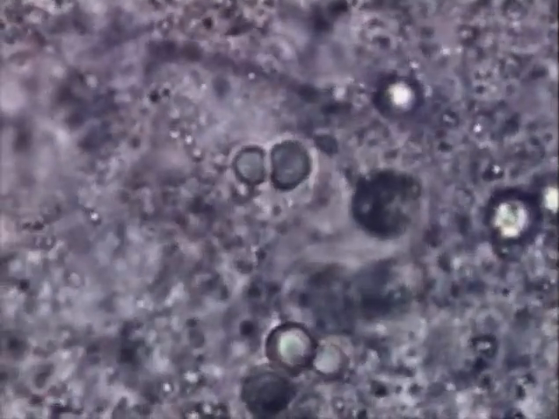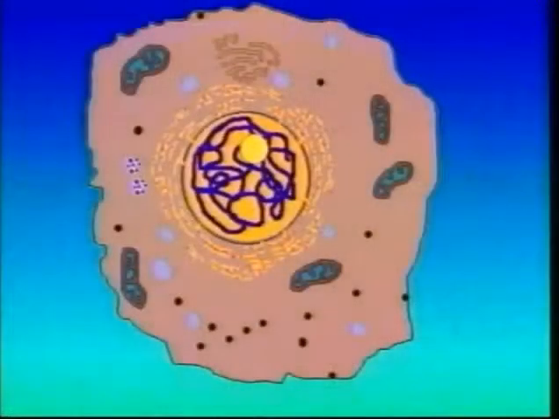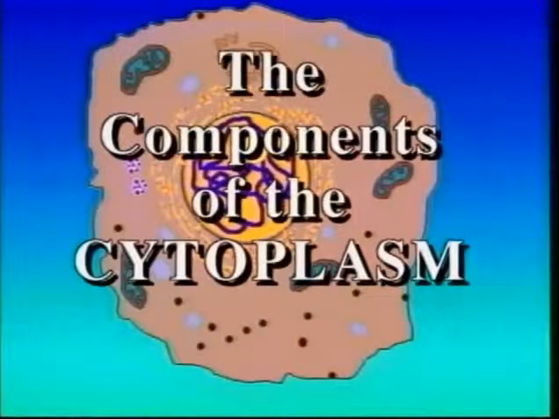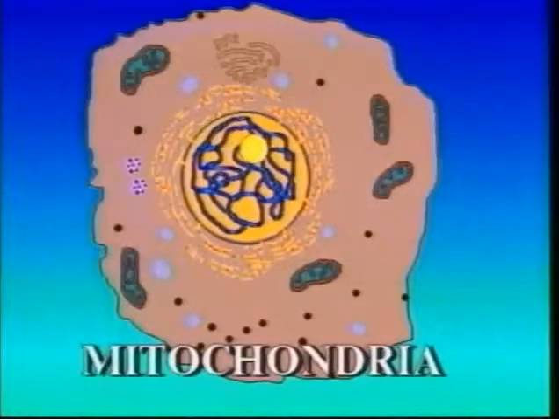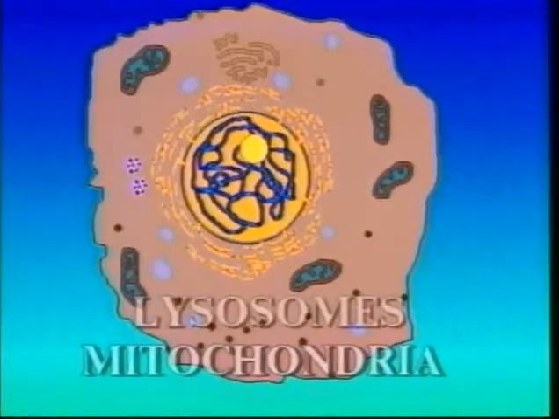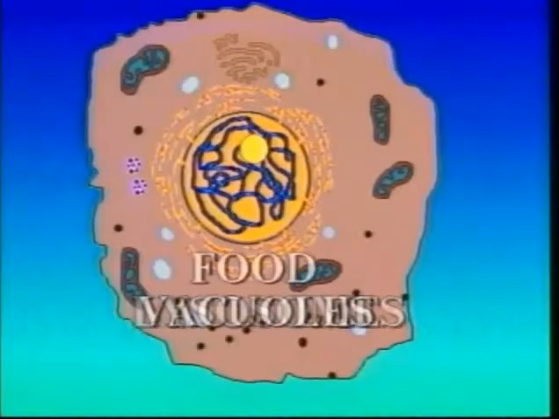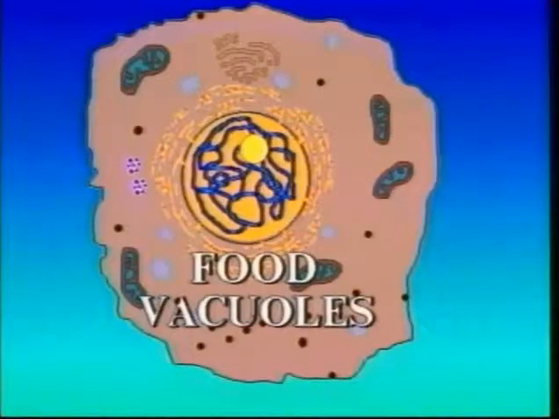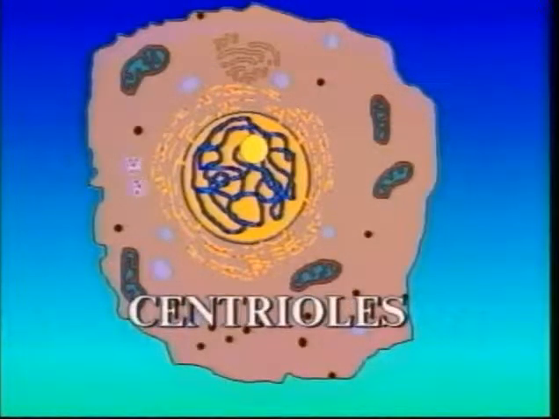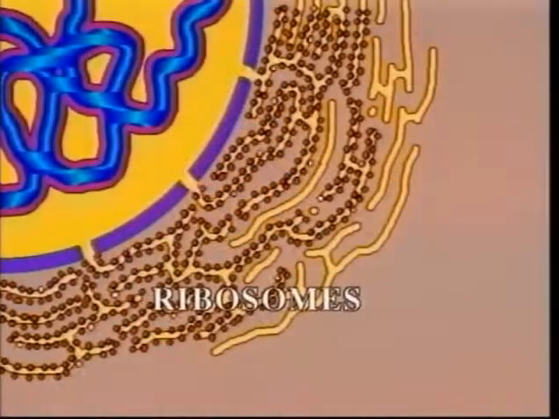Now let us look at some simplified diagrams of cells to learn about the components of the cytoplasm and how they function, such as the mitochondria, the powerhouses of the cell, where stored energy is released. The lysosomes, that contain digestive enzymes. The food vacuoles, where large food particles are stored and digested. The centrioles, that are important in cell reproduction. The ribosomes, where proteins are made.